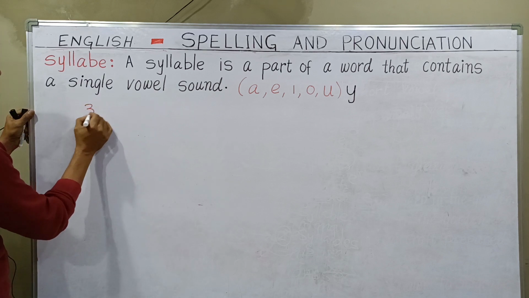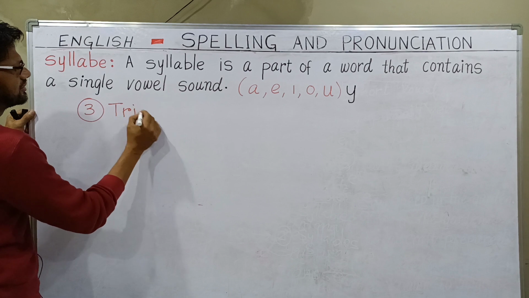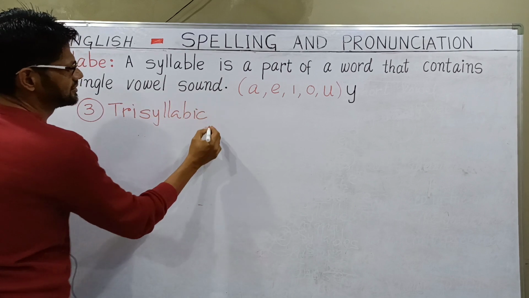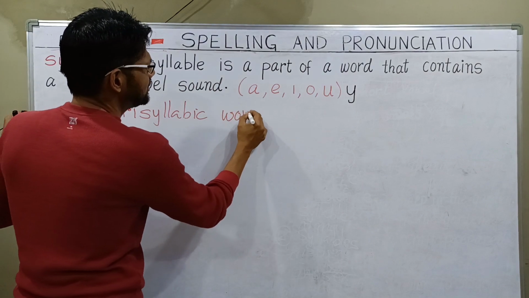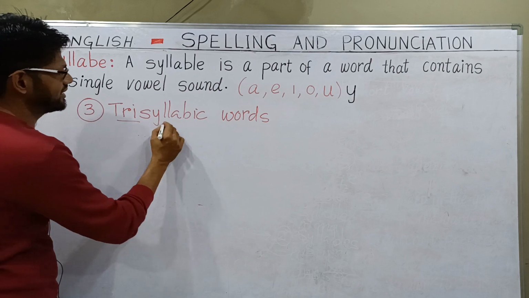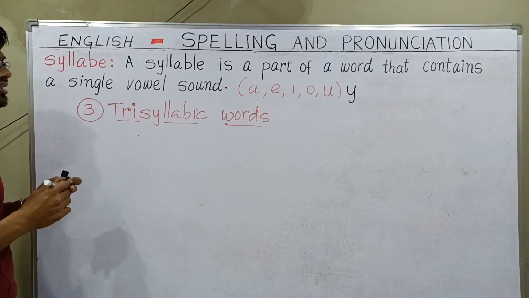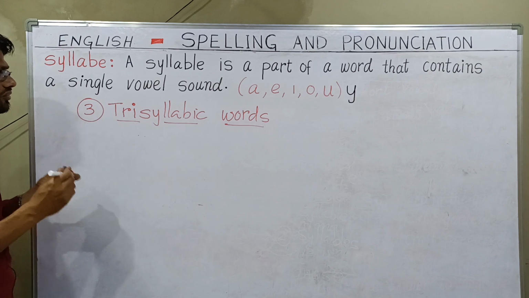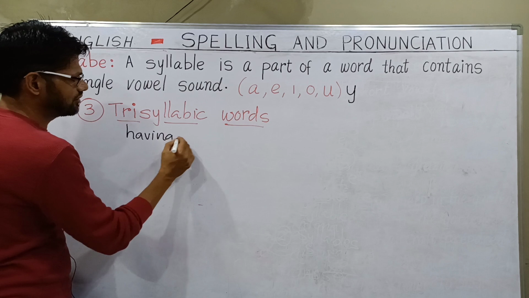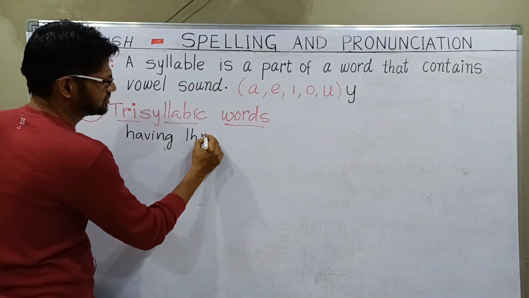Number 3, trisyllabic words. What is the meaning of trisyllabic words? You know very well, we can easily understand. Tri means 3. Trisyllabic means words having how many sounds? Let me give you words having 3 sounds.